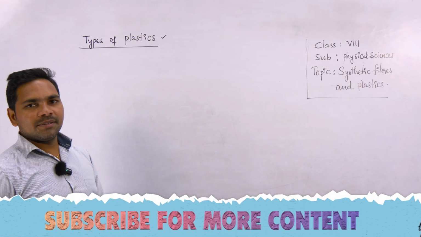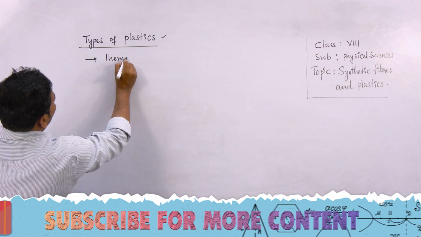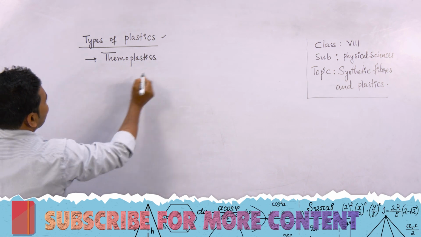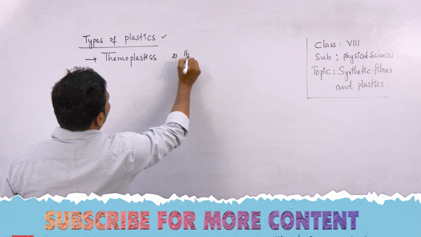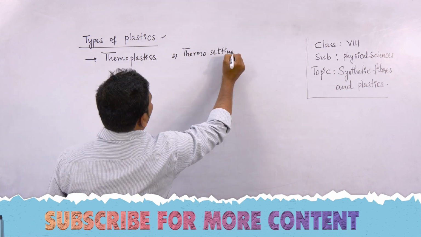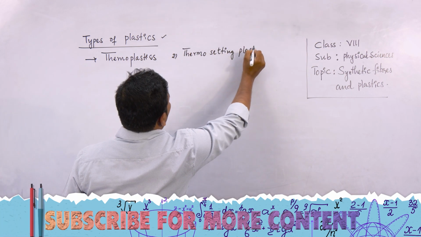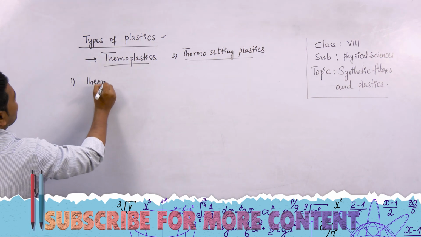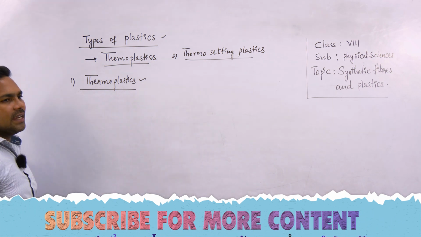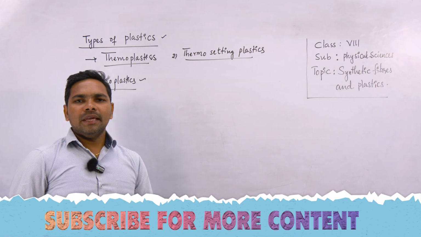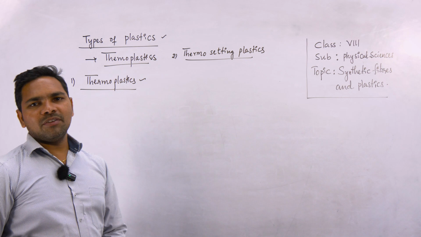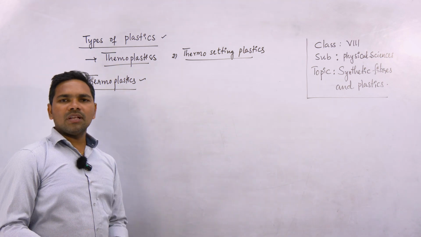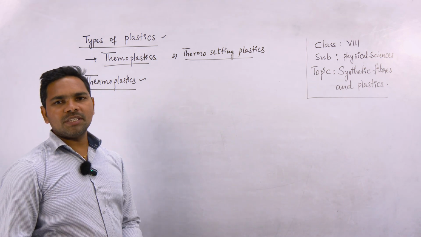Types of plastics. There are generally two: one is thermoplastics, second one is thermosetting plastics. Let us see the first type, thermoplastics. To identify this type, let's see, can we store hot water in the normal bottles that we purchase outside, like let's say cooling bottles, right? Or soft bottles, PET bottles.